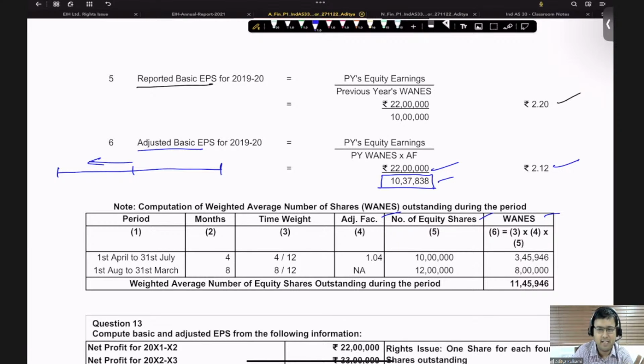Bonus adjustment factor means what? Basically, I will add the bonus to the existing shares. That's it. I will add the bonus to the existing shares. और कुछ भी नहीं है.